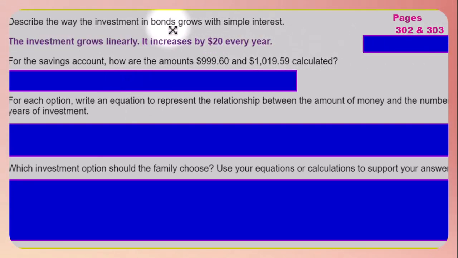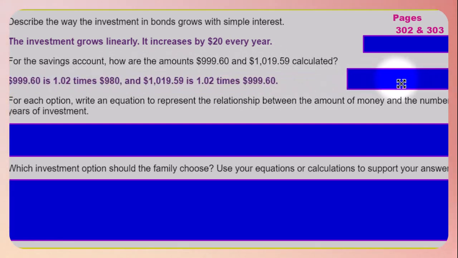All right, the bonds grows linearly. If you put that in Desmos, it increases by $20 every year. So this is going to be our slope or our rate of change. However you say that. For the savings account, we have the amounts $999.60, and then we have $1,019.59.